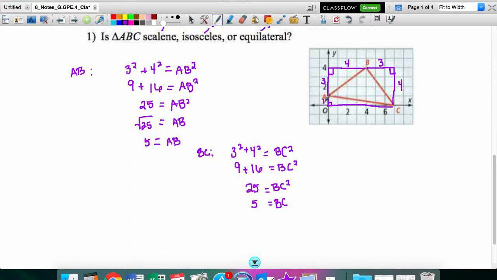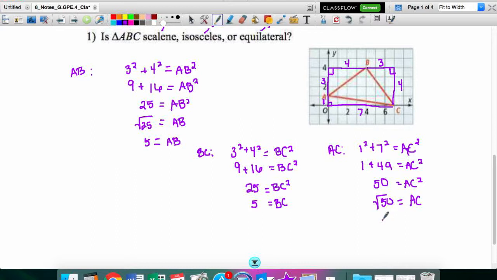This right triangle has a height of 1 and a length of, looks like 7 blocks across. So for AC, we have 1 squared plus 7 squared equals our hypotenuse AC squared. 1 squared is 1, 7 squared is 49. 1 and 49 make 50. And take a square root of 50.